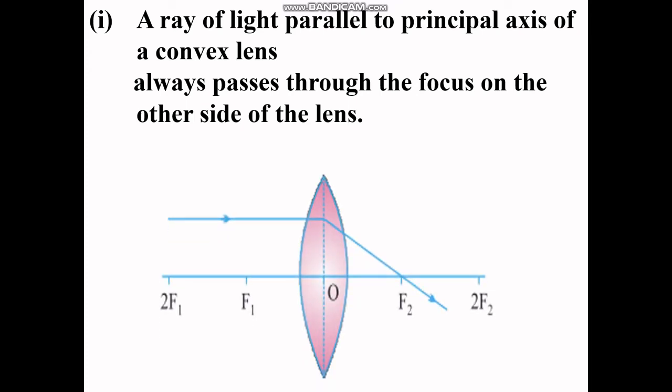So here you can observe, this is the principal axis, and a light ray parallel to the principal axis is falling on the lens, and after refraction it is passing through the focus. So this is rule number 1: a light ray parallel to the principal axis after refraction passes through the focus.